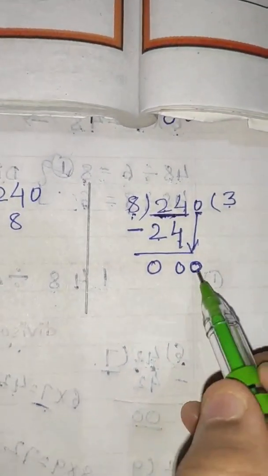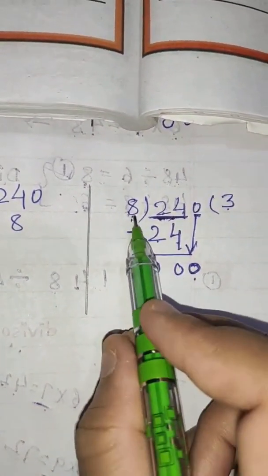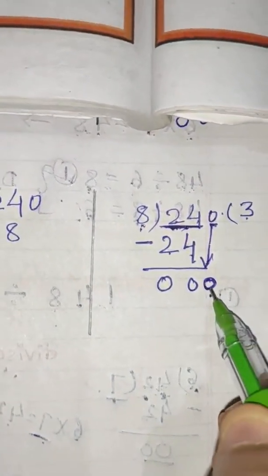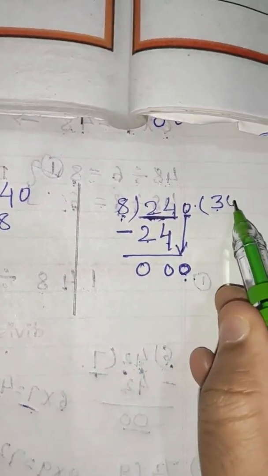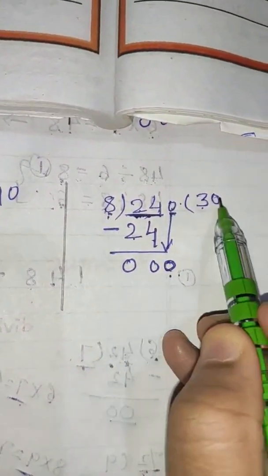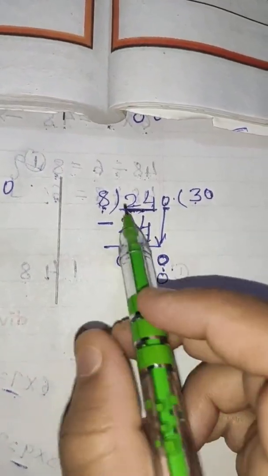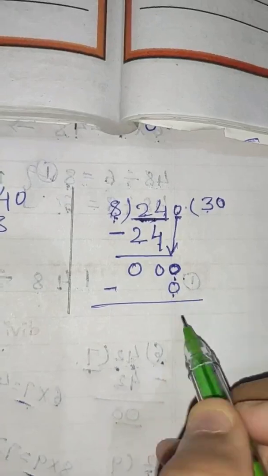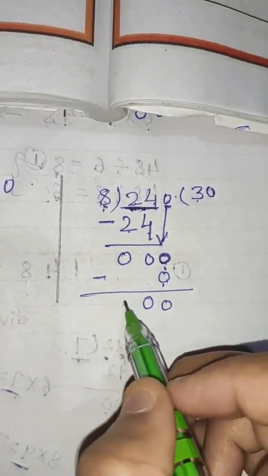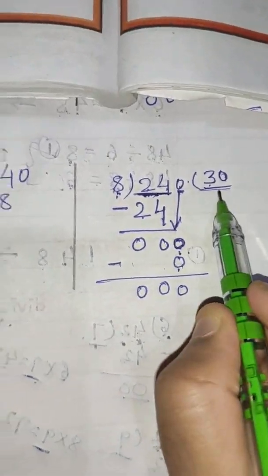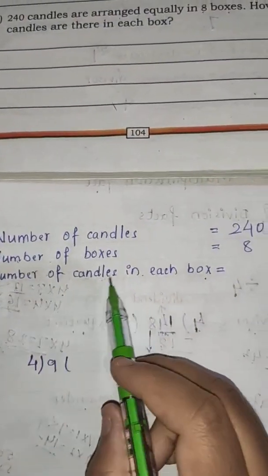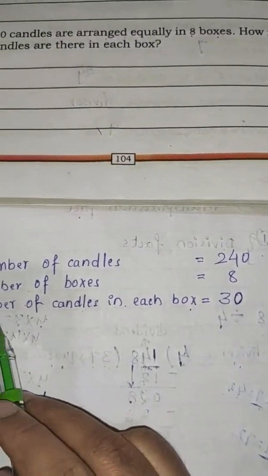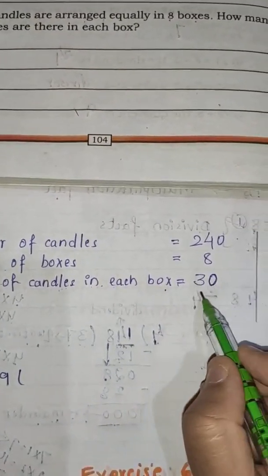Yes, now the 0 is smaller than 8. So we do not have any other number here to take down, right? So what do we have to do? We have to write this 0 here. So now 8 0 0. Let's subtract it. 0 minus 0 is 0. So what is the answer here? 30. So the number of candles in each box is 30.